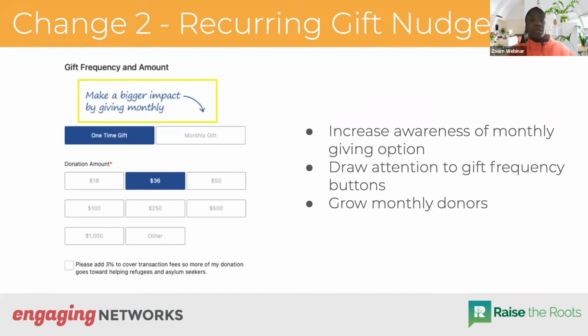Yeah. The second change is called the recurring gift nudge, and basically we added this text at the top of the monthly gift button to draw attention to it and to remind donors that they can make more of an impact by going with the monthly gift as opposed to a one-time gift.